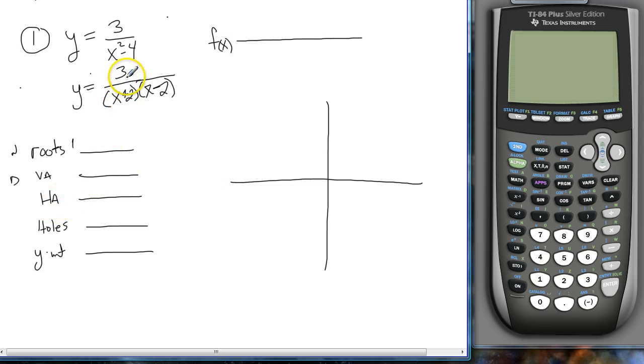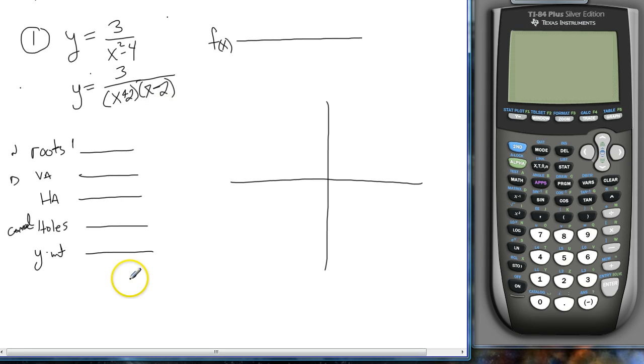If the top has a bigger power, then there is no horizontal. And finally, if they're the same degree, same powers, then it's going to be a ratio of the leading coefficients. Holes are any if they cancel. If something cancels, then that's a hole. The y-intercept is the regular numbers.